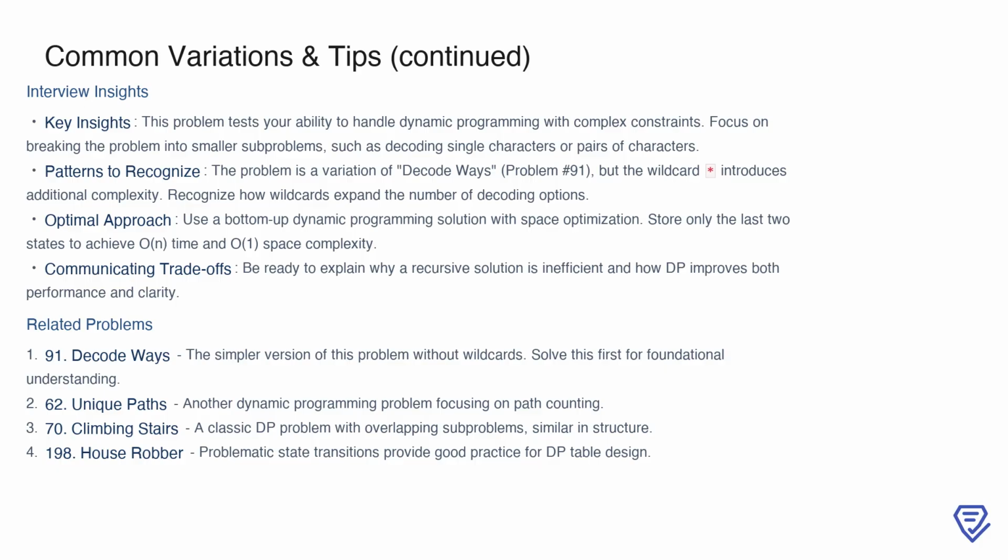For example, Decode Ways, number 91, provides a simpler foundation to understand the mechanics of decoding. Problems like unique paths, number 62, and climbing stairs, number 70, share similar DP structures, while House Robber, number 198, offers practice with state transitions, which can improve your overall problem-solving skills.